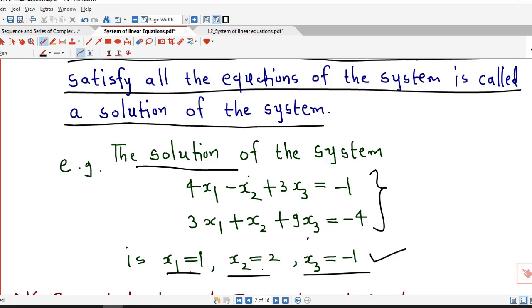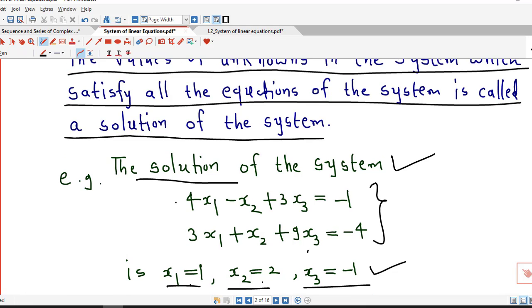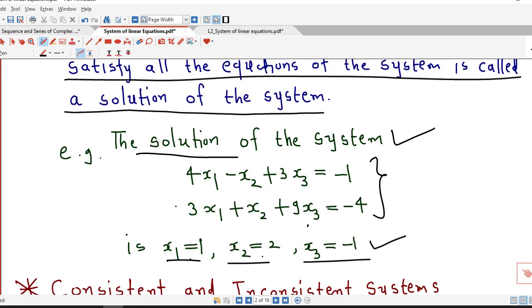Now how to find out the solution of this system, that we are going to discuss in the next lecture. Here our purpose is to introduce systems of linear equations and their types. Now it is not possible that every system has a solution. There are some systems which have a solution and there are some systems which have no solution.